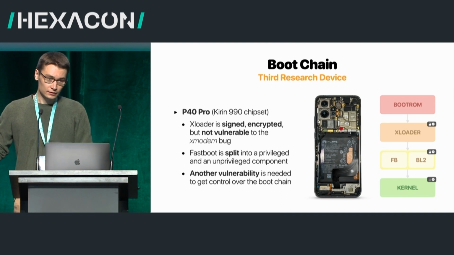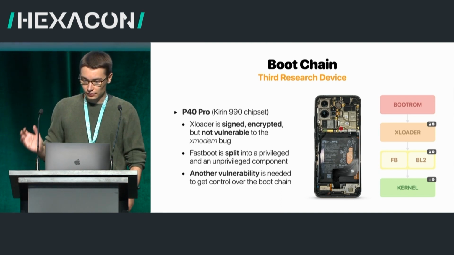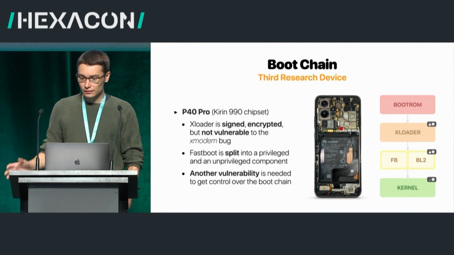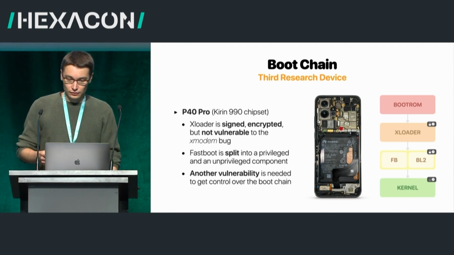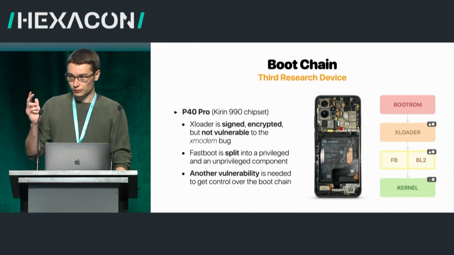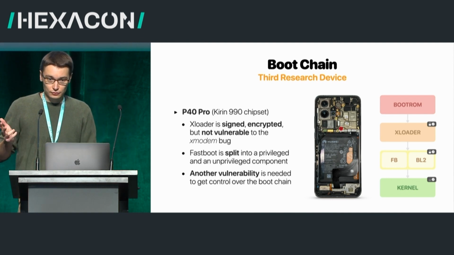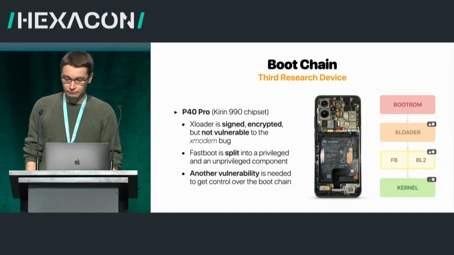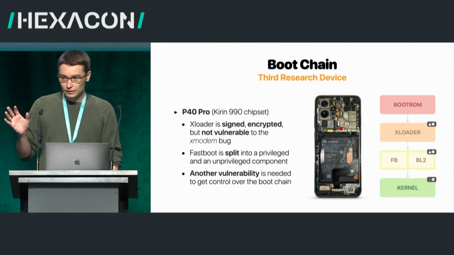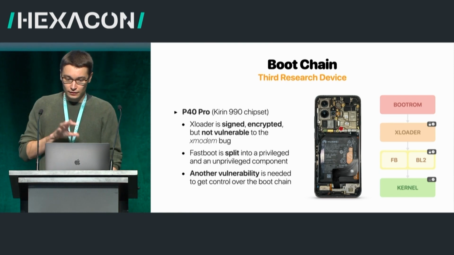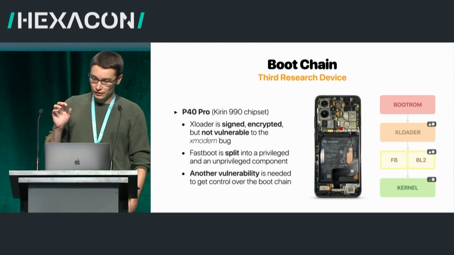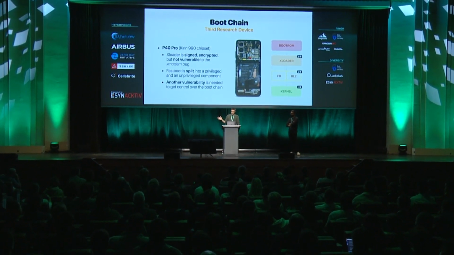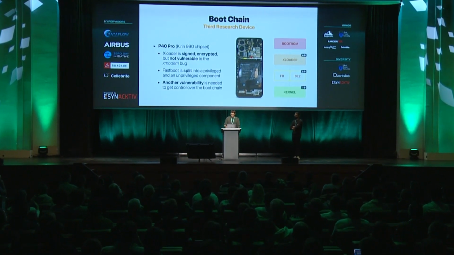And the third and last research device that we got was the P40 Pro, with this time a Kirin 990 chipset. On this device, the X-Loader is signed, encrypted, and it was also not vulnerable. So on this device, we needed another vulnerability to get control over its boot chain. One interesting change is that here, all the critical functionality of fastboot has been moved into a separate component, the BL2, and that is to mitigate potential fastboot vulnerabilities.